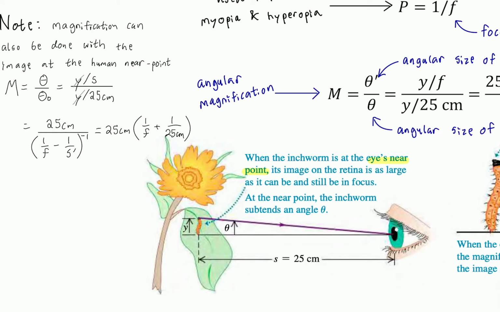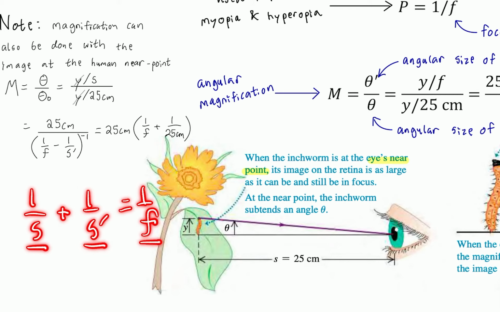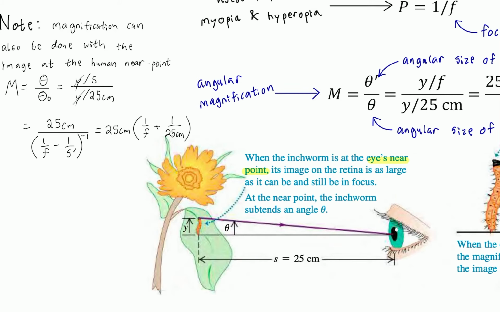So I've cleaned things up here. I've cleaned up this fraction over a fraction to put the 25 centimeters on top, and I've rewritten s based on the image formula, which is our ubiquitous image formula. It just says that 1 over s plus 1 over s prime equals 1 over f. The way to relate object distance, image distance, and focal length of the lens, for all lenses, converging or diverging. Of course, in the diverging case, f is negative.